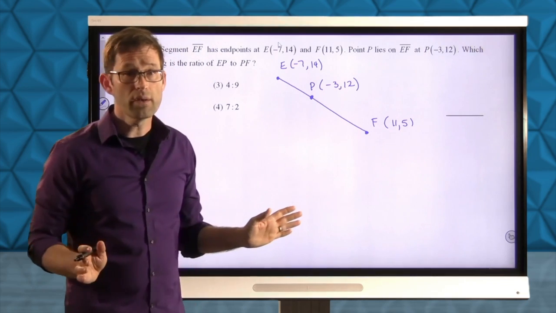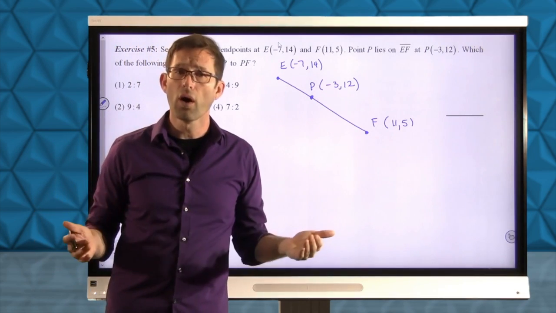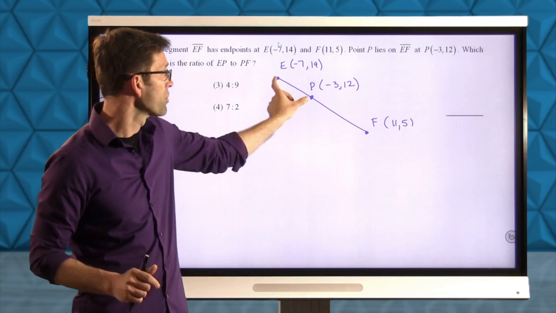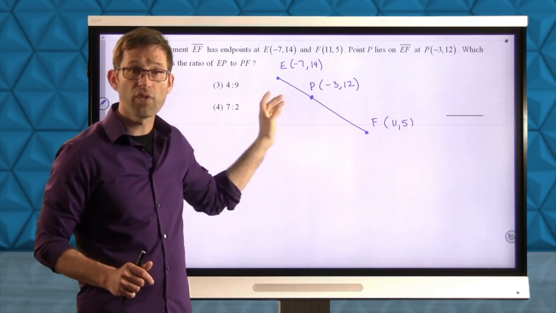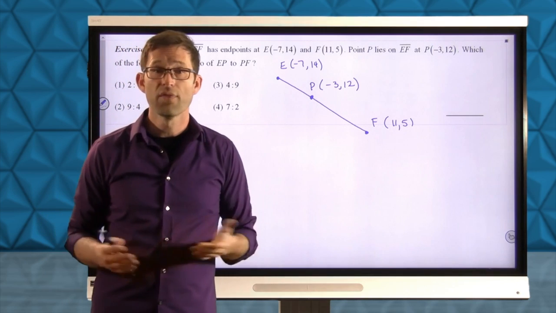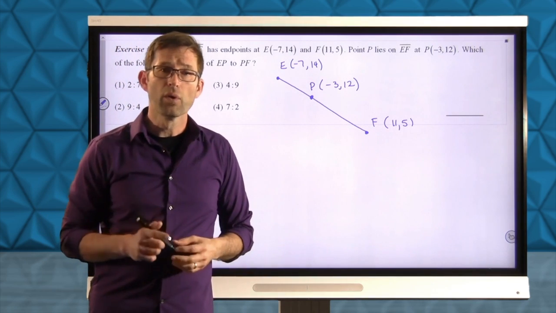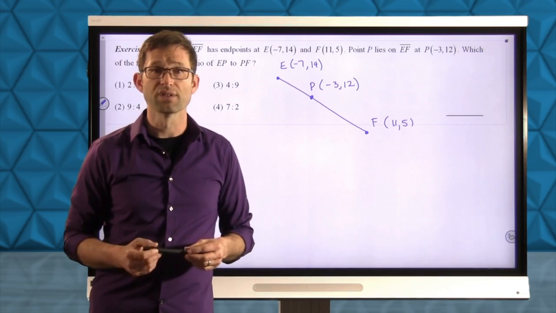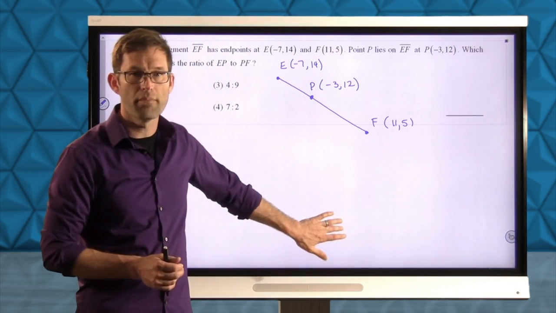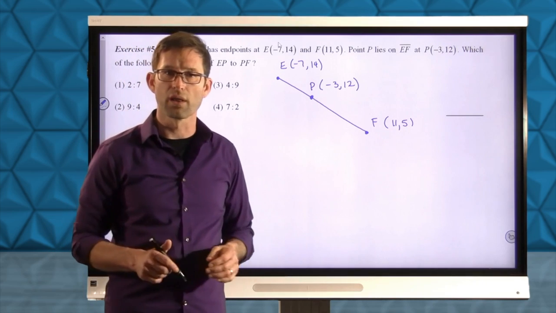Now look, one way to do this, the long way of doing this, is use the distance formula to calculate that length, use the distance formula to calculate that length, and then figure out the ratio. That's completely fine. I will say it's likely to get a little bit messy. There would definitely be radicals involved in this particular problem, maybe not in every problem, but in this particular one.